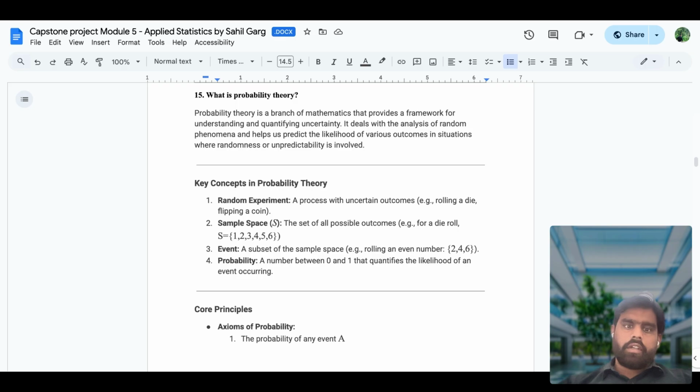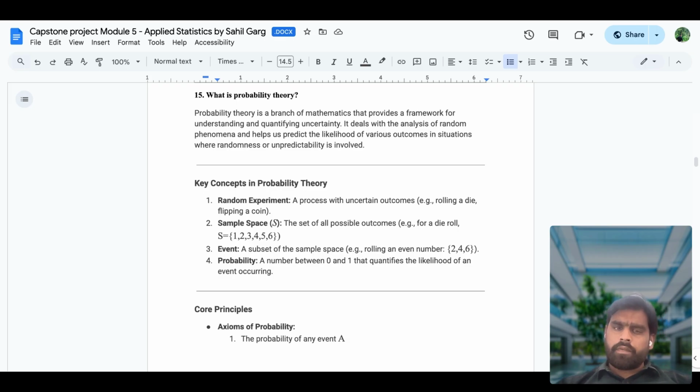Yeah, sorry. So taking on the first question, I have taken the 15th question as my first question to explain, which is what is probability theory. So probability theory is a branch of mathematics that tells us about the possibility of an event happening. It helps us in analyzing random processes and make predictions based on that data.